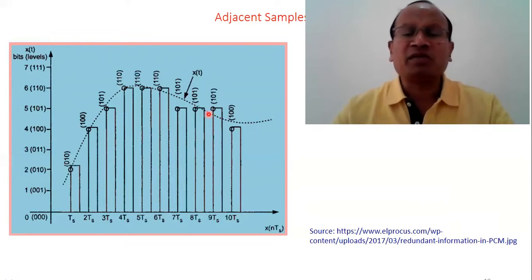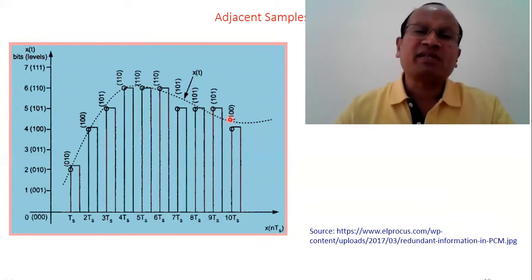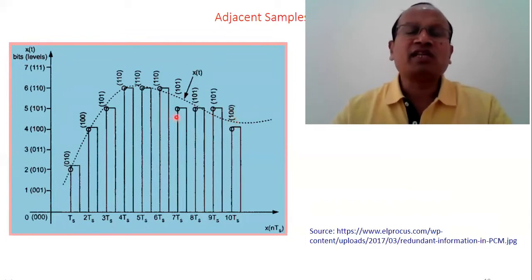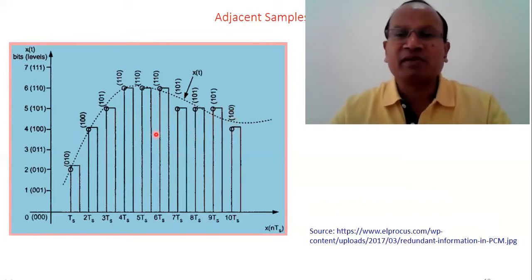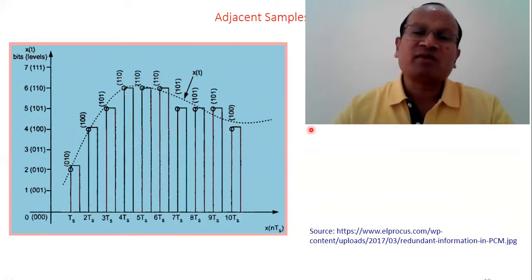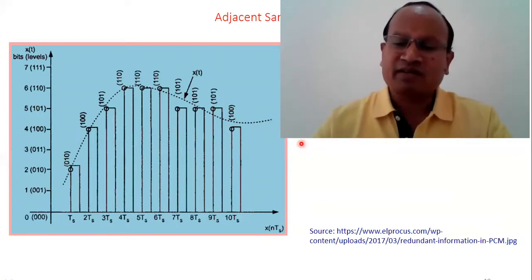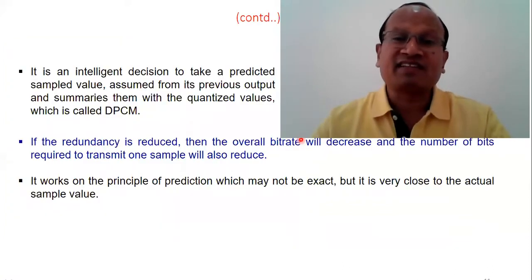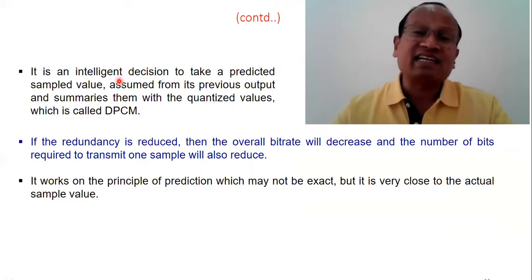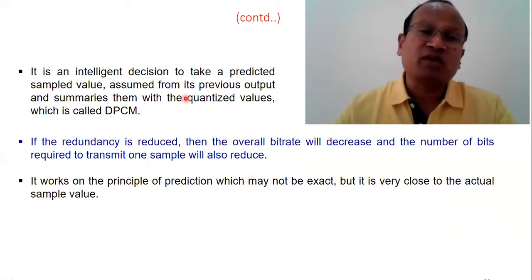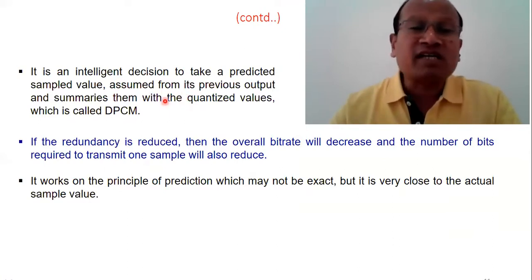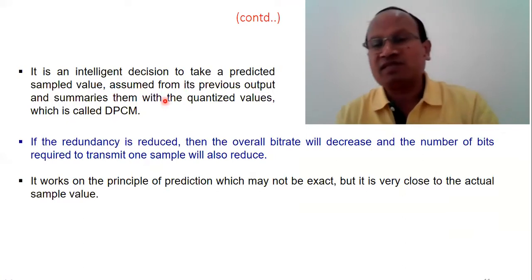So what do we do in DPCM? Adjacent samples, we see the difference. And when there is a difference between the two adjacent samples, that only is communicated in the form of one bit, right? That is a very interesting thing. Only one bit. It's an intelligent decision in DPCM to take a predicted sample value, assumed from its previous output, and summarize them with quantized values, which is called DPCM.